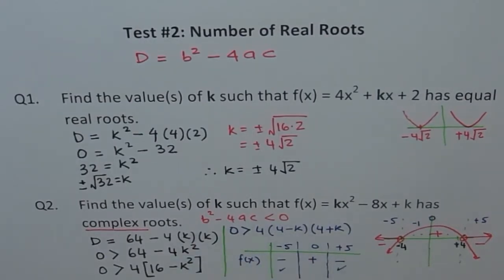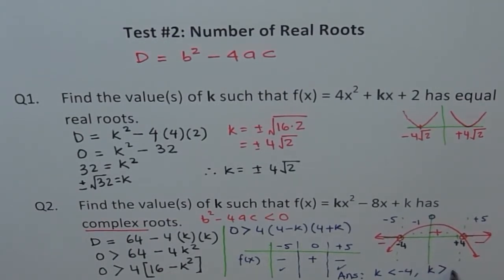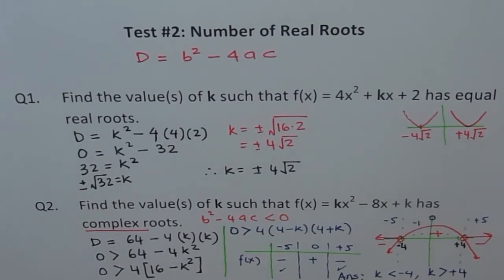To get complex roots, the answer is that k should be either less than minus 4 or k should be greater than plus 4. Do you understand? It's a very complicated problem. You will understand better once you do inequalities also, right?